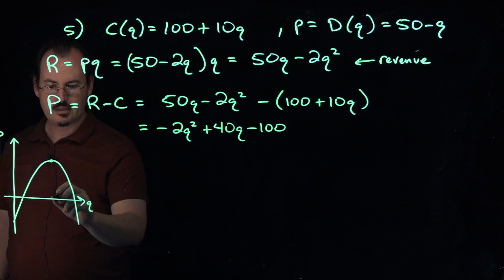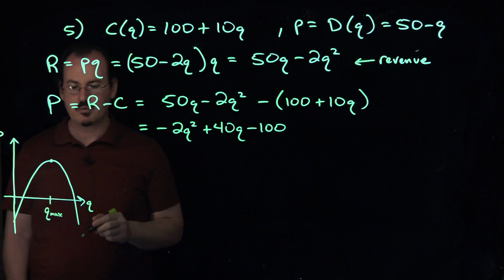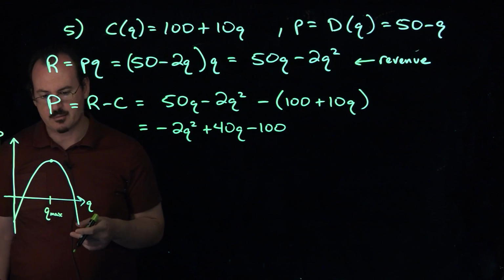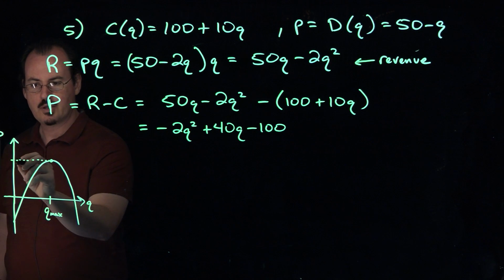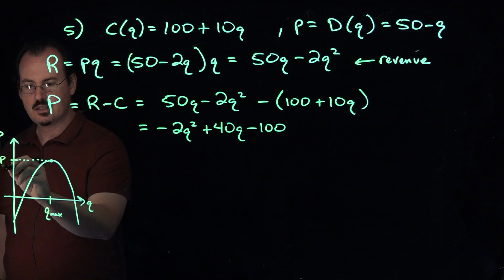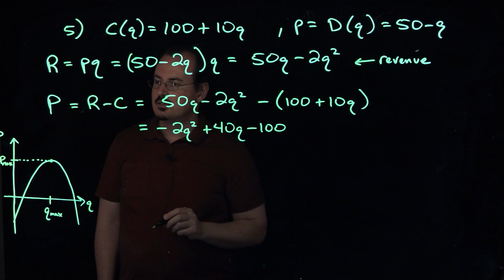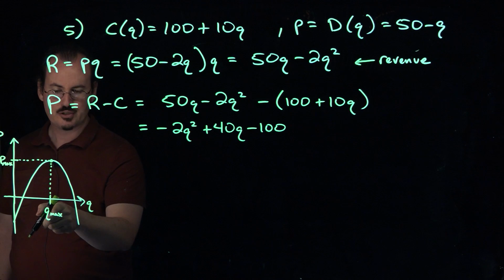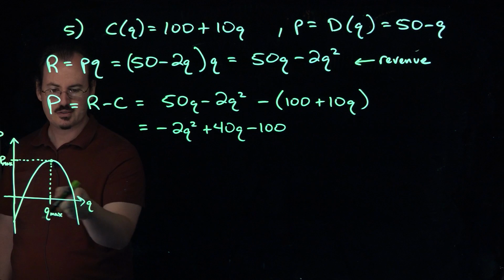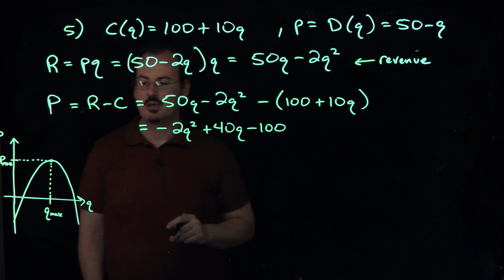If you think about what's going on here, there's some Q value, which I'm going to call Q max, such that if I sell exactly that number of items, my profit is going to be as big as possible. That's a P value, which I'll call P max. So what we're looking for is specifically that point. How many items I should sell to maximize profit will be this value, and when I plug that back into the function, that will tell me how much profit I actually make.